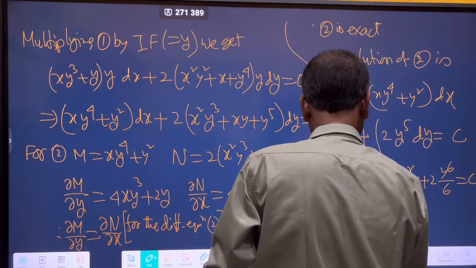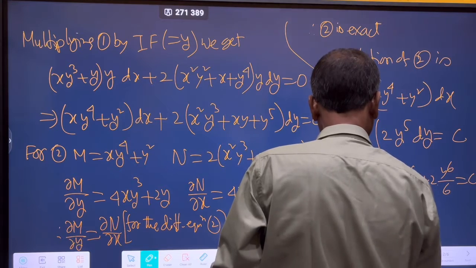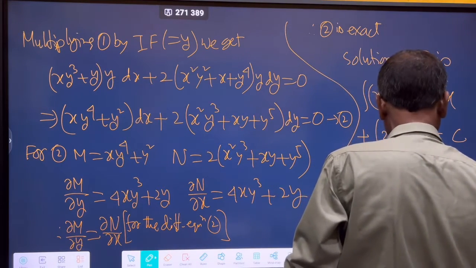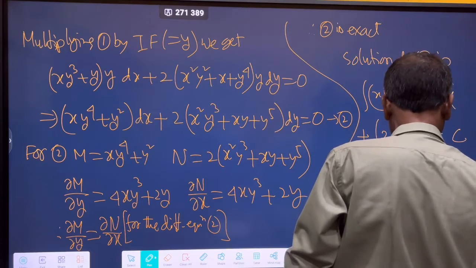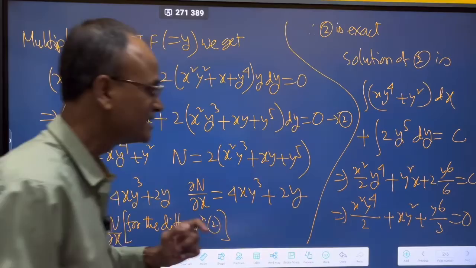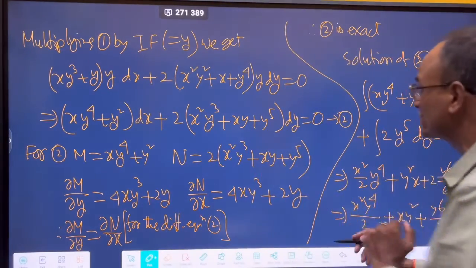Or you may write x square y to the power 4 divided by 2 plus x y square plus y to the power 6 by 3 equal to constant. This is the solution of the differential equation 2.